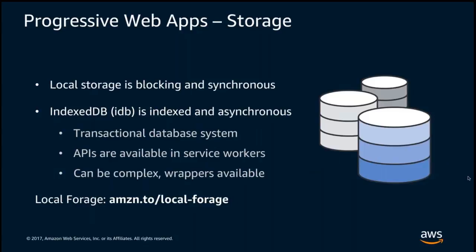So in terms of storage, there is local storage and IndexedDB generally for storing data and working with data. So local storage is a blocking and synchronous storage system, whereas IndexedDB is a more transactional database, and APIs are available natively in the service worker.